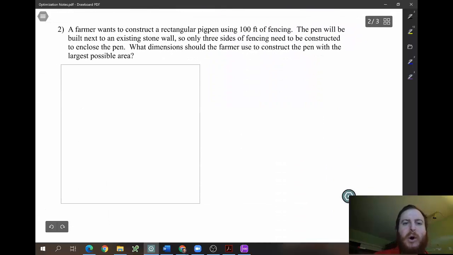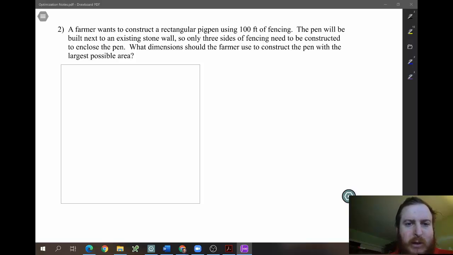This is probably the most common, the very most common optimization question. The optimization theme is this farmer who's trying to construct either a pig pen or a fence or something like that. It might be adjacent to a wall, or it might be adjacent to a river. But basically what happens is that you only need 3 sides of fence.